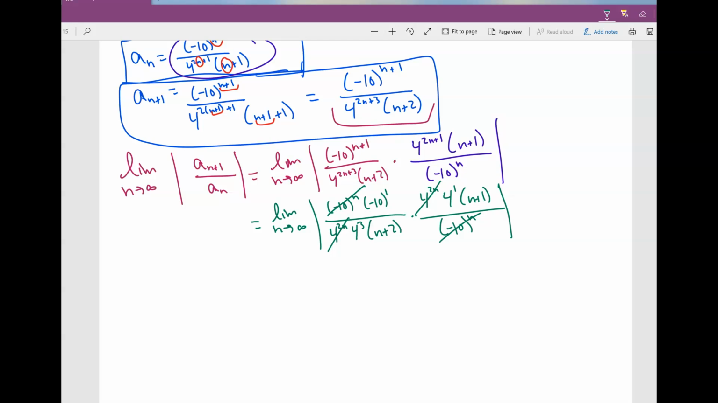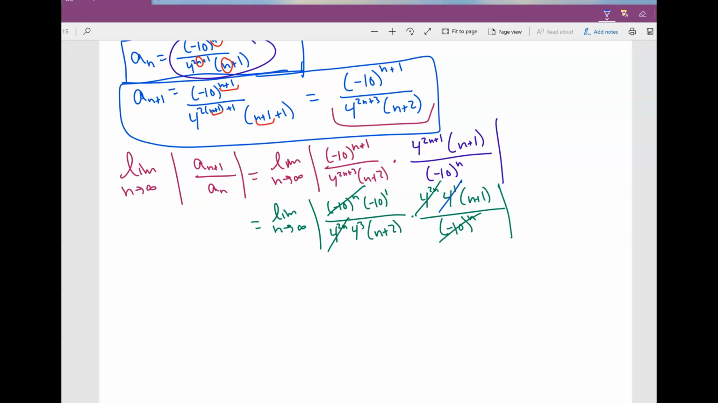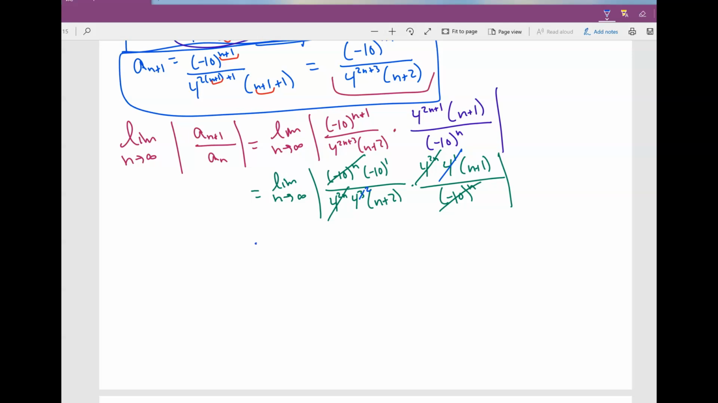Okay, one of the 4's here is going to cancel out one of these 4's, so it's going to turn into a 2. So what I'm going to be left with on the top is the limit as n goes to infinity. This guy right here is just going to be a negative 10. And then you're going to have this n plus 1 that was left over, divided by, now you're left with 4 squared. That gives me 16. That's this guy. And then you have n plus 1.